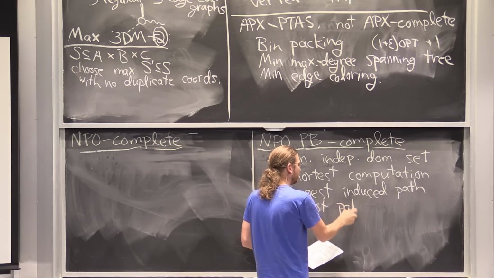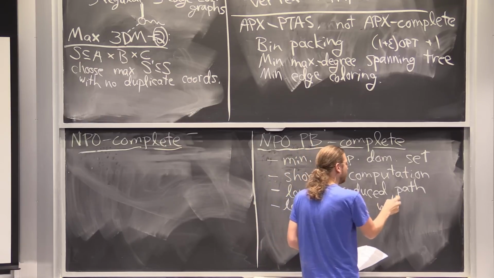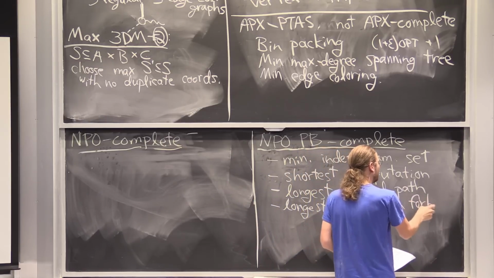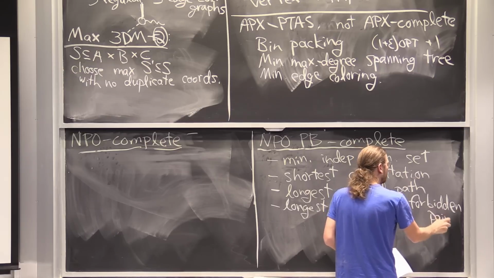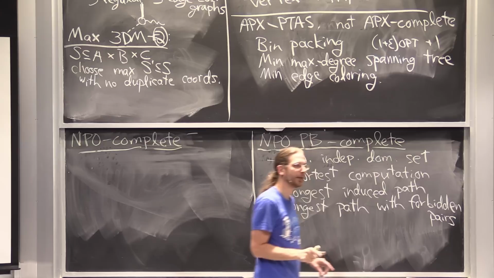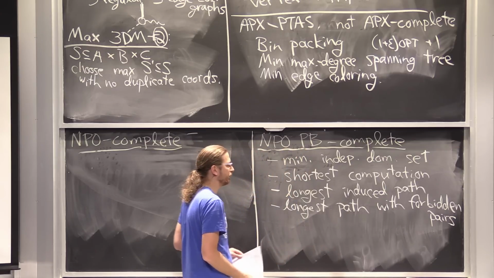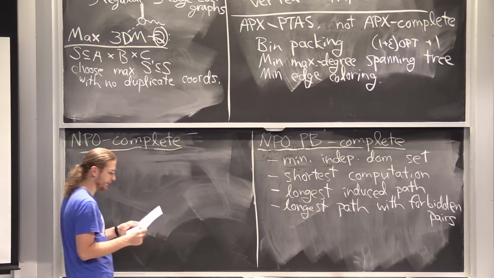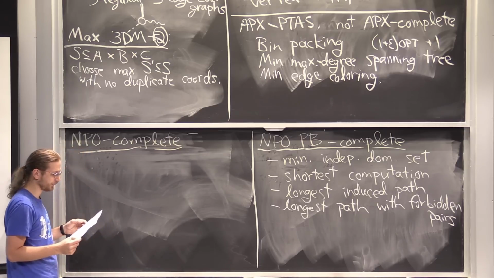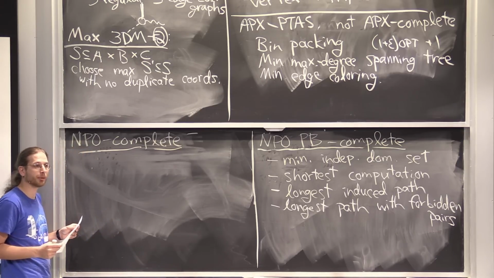Another fun one is longest path with forbidden pairs. So there are pairs of edges that you're not allowed to choose together, and subject to those constraints, you want to find the longest path. So these are all NPO-PB complete. No numbers in any of them. Now let me give you some number problems.